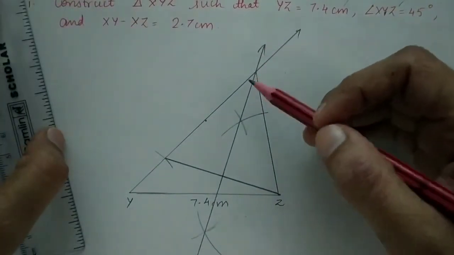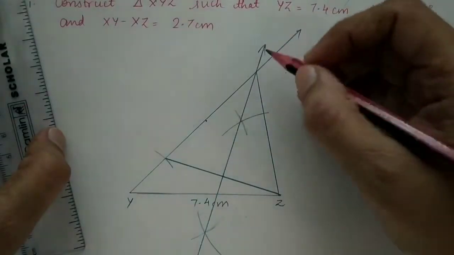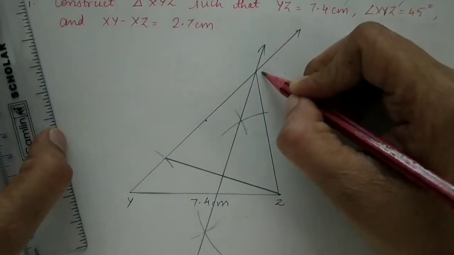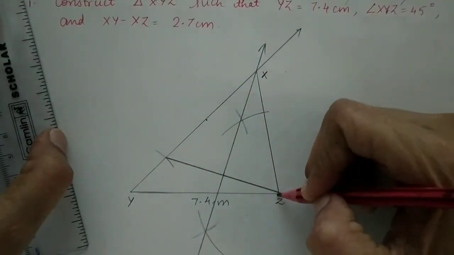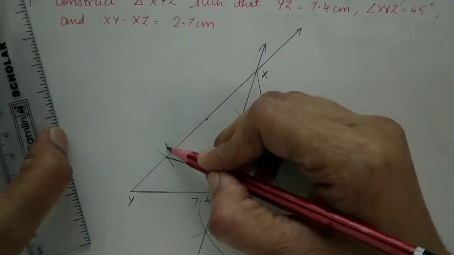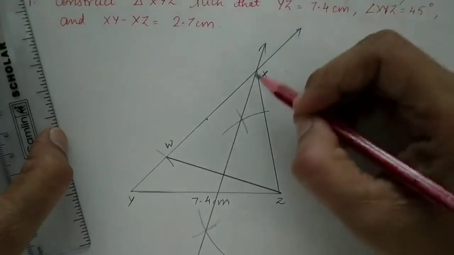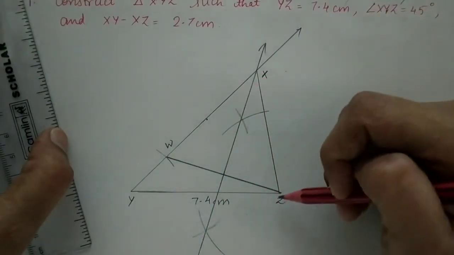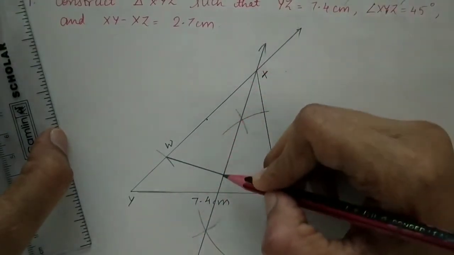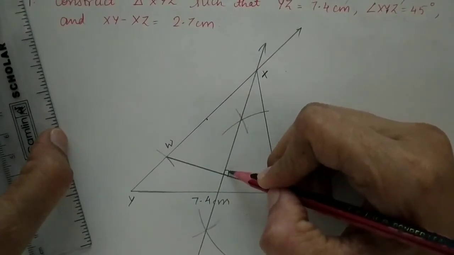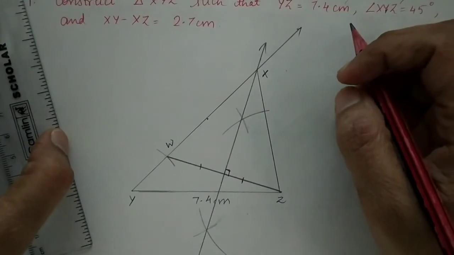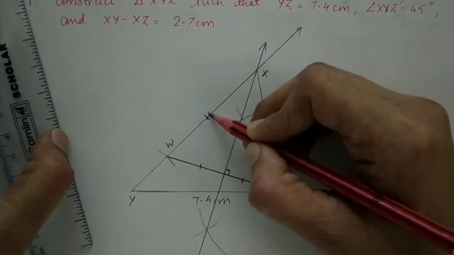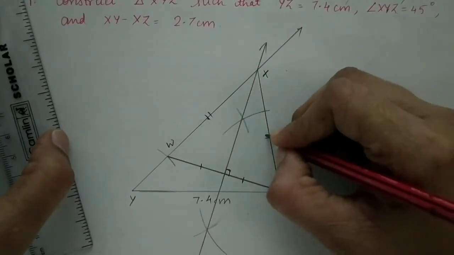So now this is your triangle. This point is your X, this is your Y and this is your Z. You can name this by some other letter, say W. So your triangle is XYZ. This is a perpendicular bisector, so we can show the 90-degree sign, and this side is equal to this side. Similarly, this side is equal to this one.